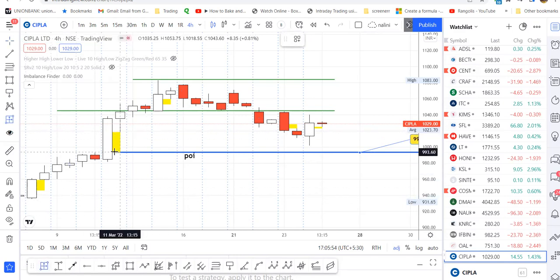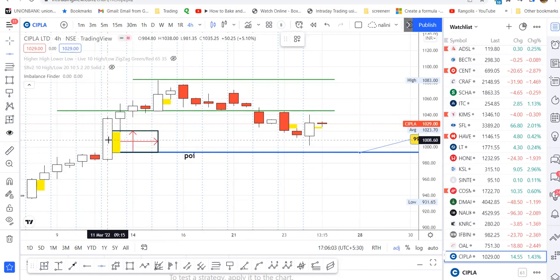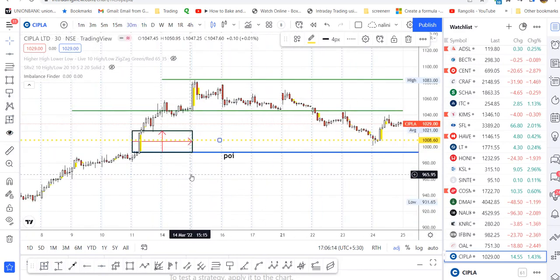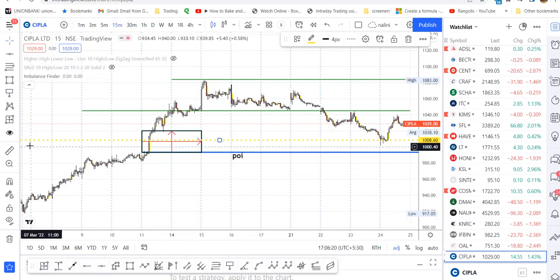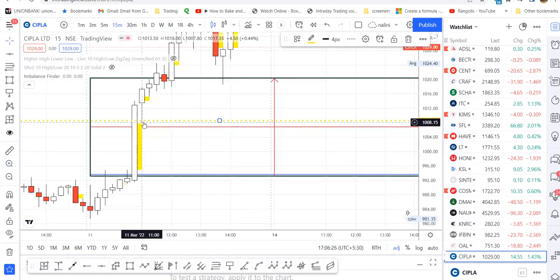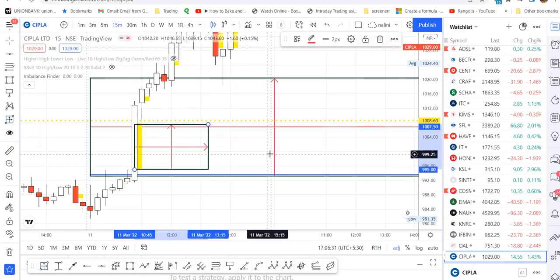50% of this comes to 1008. And then I'll go back to the hourly chart, and there also it is the same. And 30 minutes is also the same. If I go to 15 minutes, the point of interest level decreases because it has mitigated. So if I take the 50% of this point of interest, the level comes to 1001.